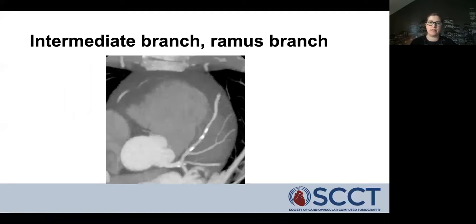Okay, so another branch for you that's a very common branch, 15% of the population, is the intermediate branch, also called the ramus branch. So the left main stem normally bifurcates, LAD and circumflex, but quite often it trifurcates. And the one in the middle, the third extra branch, is called your intermediate branch or your ramus branch. You can also get four branches, you can get five branches. I've seen one case where they had six branches. When it comes to the coronary artery branching pattern, anything is possible.